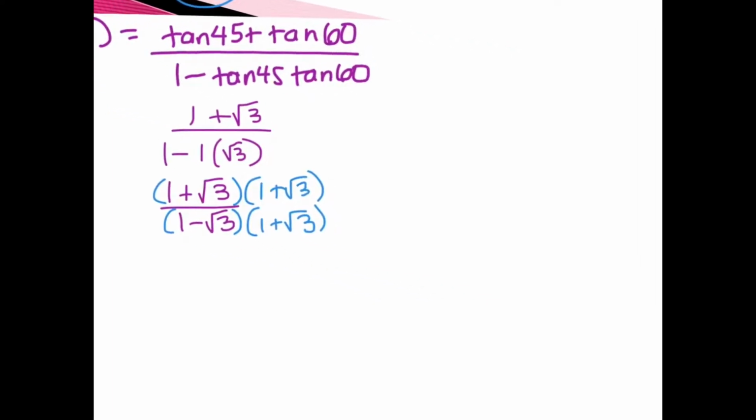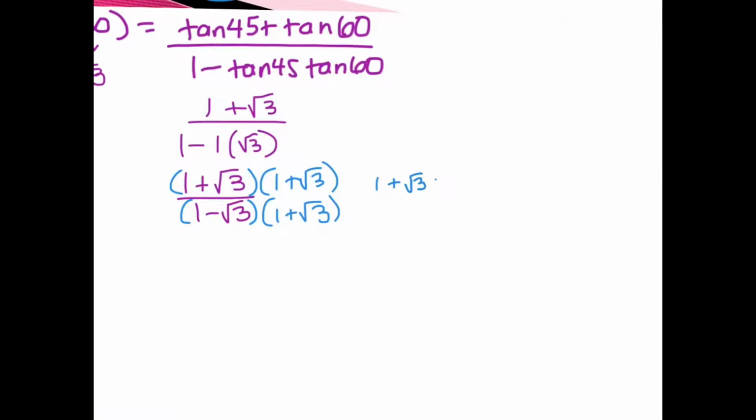So in my numerator, 1 times 1 is 1. 1 times root 3 is root 3. Root 3 times 1 is root 3. And root 3 times root 3 is just 3. Combine my like terms, I get 4 plus 2 root 3.